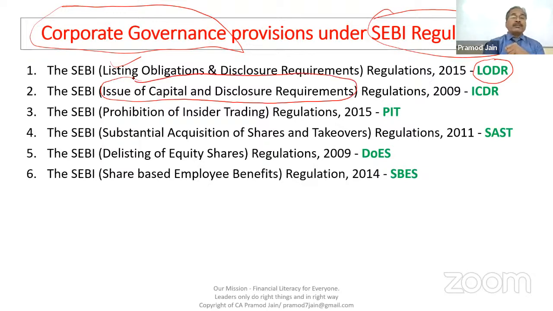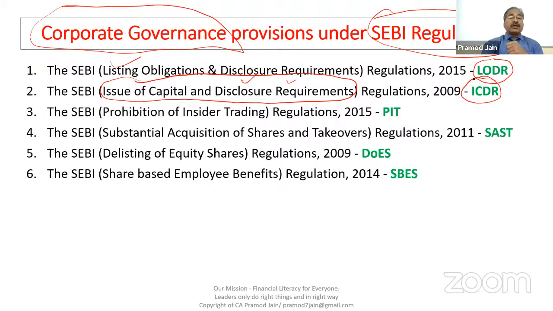यानी कि जब कोई कंपनी पब्लिक इशू करती है या राइट्स इशू करती है या फिर फॉलो अप इशू करती है, या जब भी कोई कंपनी नए शेयर्स इशू करती है या डिवेंचर इशू करती है या और कोई फाइनेंशियल इंस्ट्रूमेंट इशू करती है, तो उस समय कौन कौन से ऑब्लिगेशन है कंपनी के, and those obligations are covered in this regulation which is Issue of Capital and Disclosure Requirements. In short, it is known as ICDR.